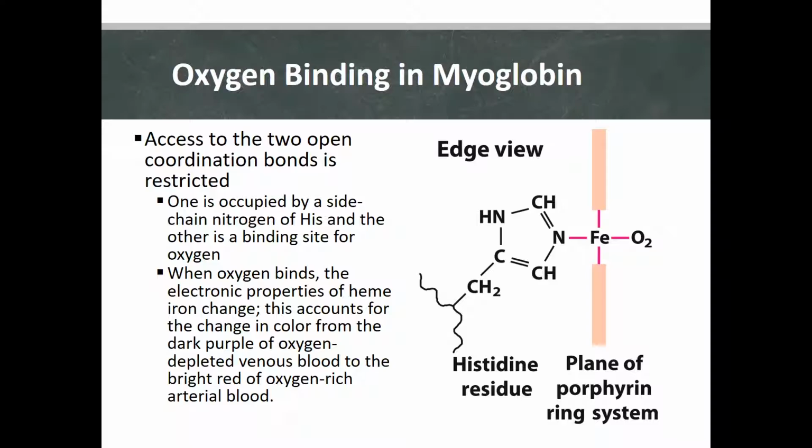In fact, carbon monoxide has a 200-fold greater affinity for hemoglobin binding than does oxygen. So that is something that is very, very significant here. We have to understand that oxygen is not the only thing that myoglobin and hemoglobin can interact with. There are other molecules, and it is very important to recognize that fact.